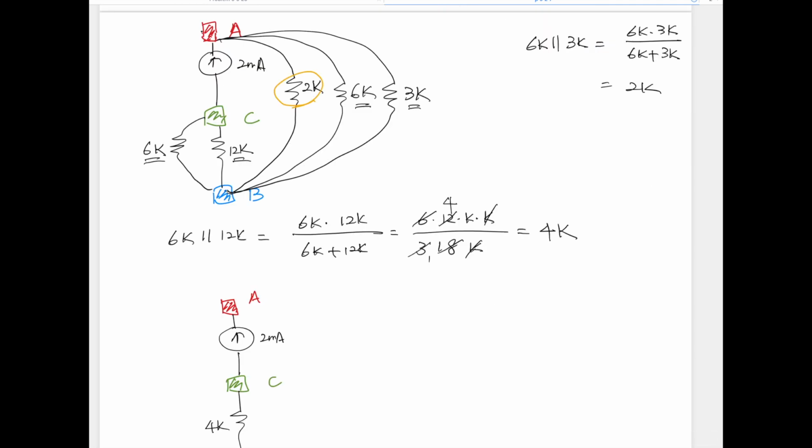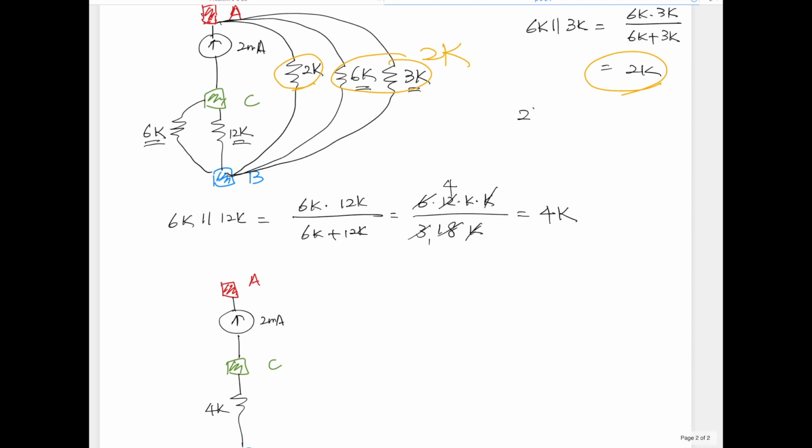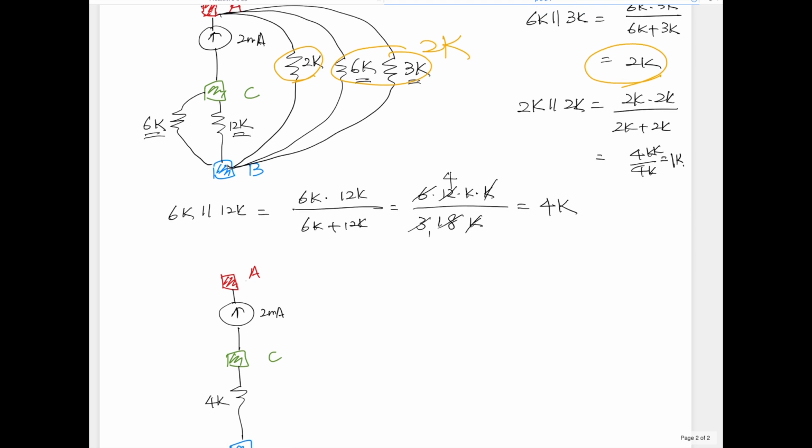Now we have 2K and 2K. Combining these two, 2K parallel with the 2K, that is 1K, right? 2K parallel to 2K, that is multiply for the numerator, add for the denominator, that is 4K over 4K equals 1K. So when we have two same value resistors in parallel, you just need to cut it in half. So now it looks like this.